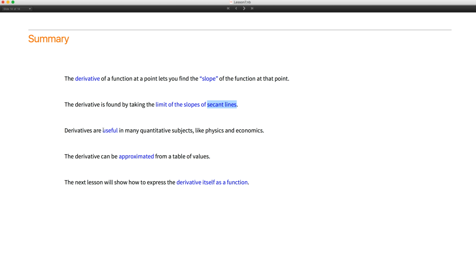Now, the derivative idea is very useful in lots of places, like we saw for speed and that kind of thing in physics, and also for calculating, let's say, debt in economics. Often, the only data you have is a table of values, in which case you can approximate the derivative. And so the idea is that starting from a table of values, you can find the approximate value, but of course you cannot calculate the exact value of the derivative.